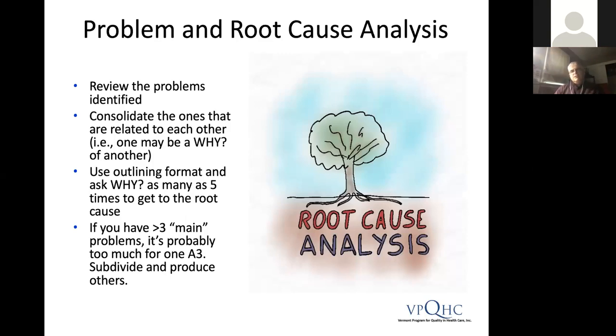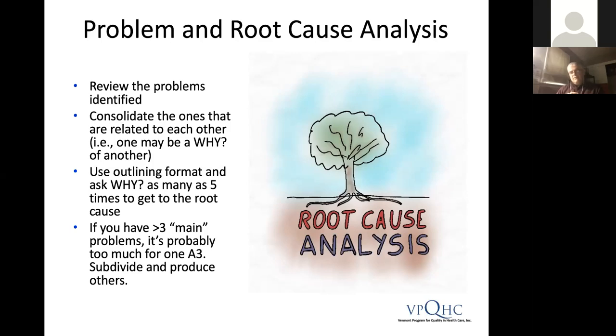So once you've looked at these problems, the next point is, okay, well, what's causing them? So we need to do some root cause analysis. It's quite normal at this point to have to consolidate ones that are related to each other. And again, that can be an iterative process. This is where the eraser comes in quite handily with a paper and pencil version. You're going to use an outlining format and ask why as many as 5 times to get to the root cause. Usually that is very effective.